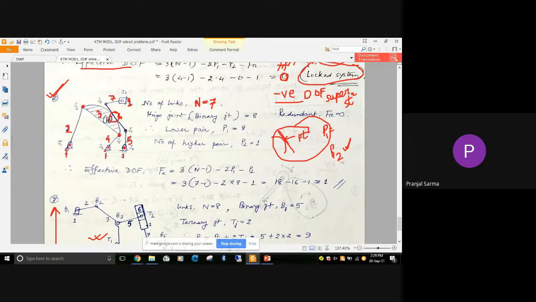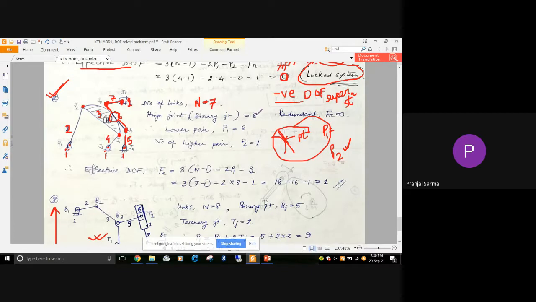Similarly, if you consider this link and this link, they are joined here, so sixth binary hinge joint. Next, links 6 and 7 are joined here, seventh binary hinge joint. And once again 7 and 1 are joined here. So all are binary hinge joints. And how many do we have? Eight hinge joints.